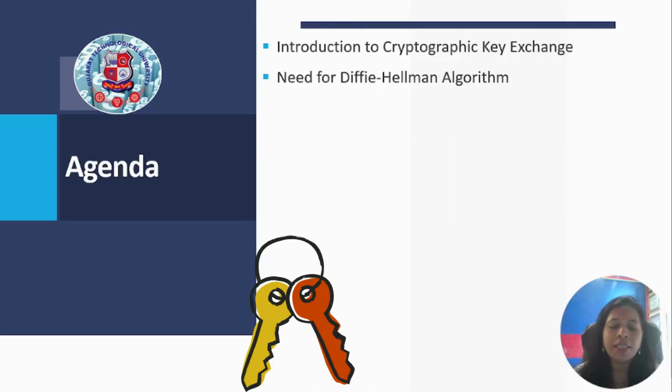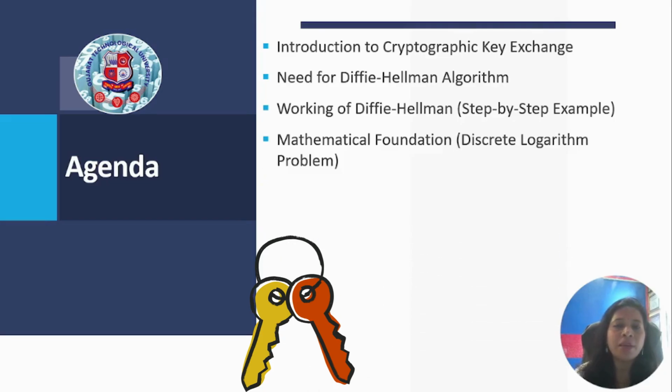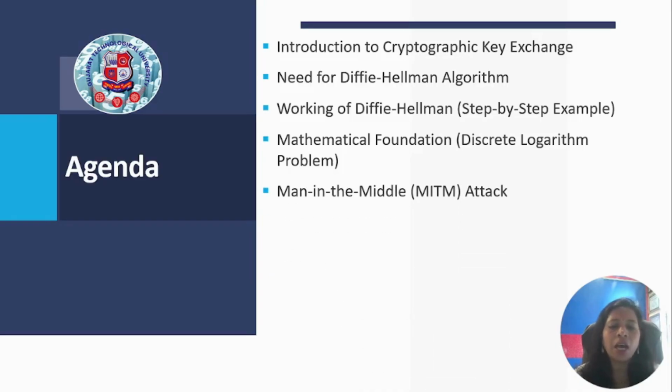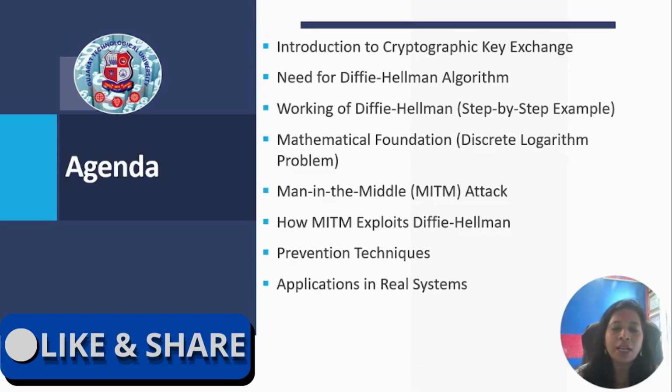Then we will study the Diffie-Hellman key exchange algorithm in detail with a numerical example step by step. After that, we will understand the mathematical logic behind it. Next, we will discuss the man-in-the-middle attack, how attackers exploit the weaknesses of Diffie-Hellman. Finally, we will see how to prevent such attacks and where this algorithm is used in real life applications.